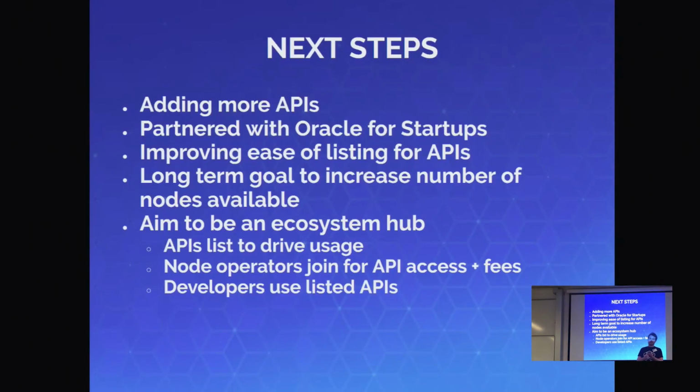So our next step is always adding more APIs, because if you look at Rapid API, they have something like 15,000. There's no such thing as too many APIs being available. We're partnered with Oracle as part of their Oracle for Startups blockchain project, and we're going to be listing the APIs that their projects are able to provide.